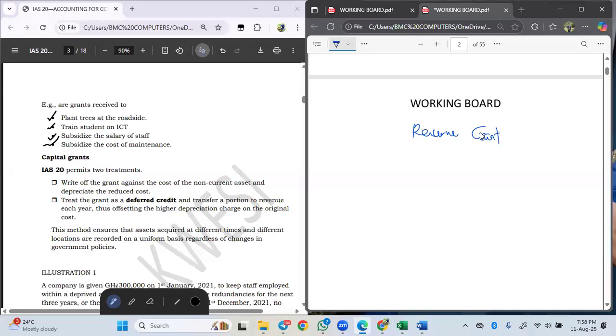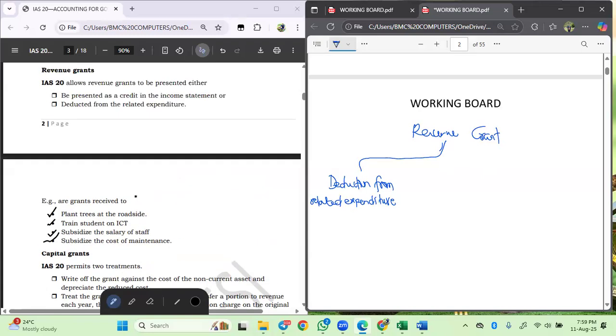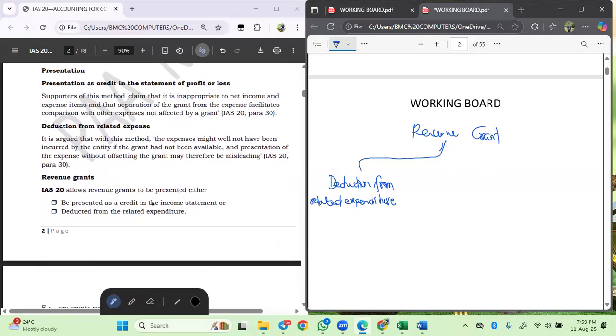So revenue grants are just given to defray a revenue expenditure incurred. So let's look at the methods. First of all, we have the deduction approach. So this one is deduction from related expenditure. And the other one, separate item of income. Let's look at the other one, the credit in the income statement.